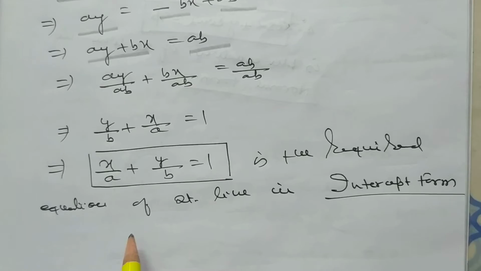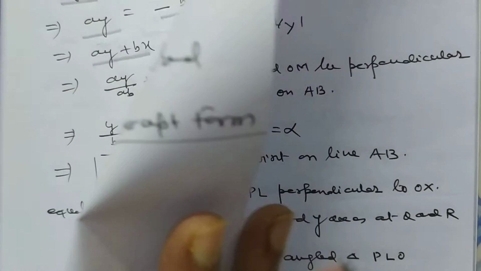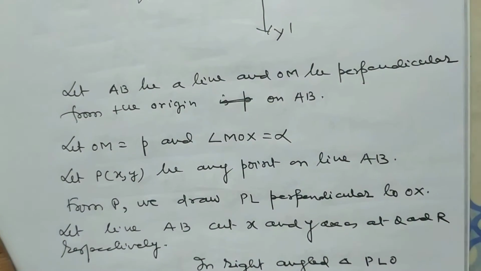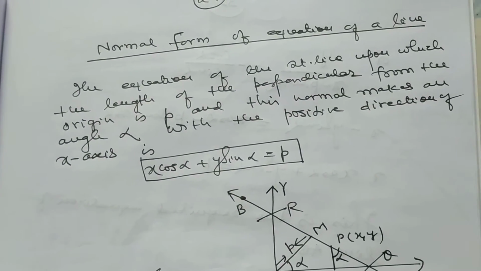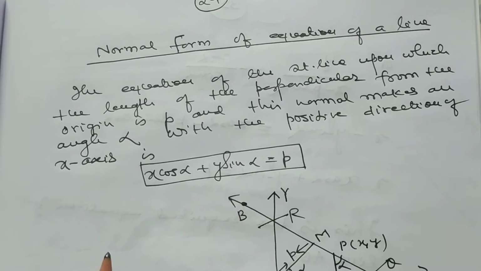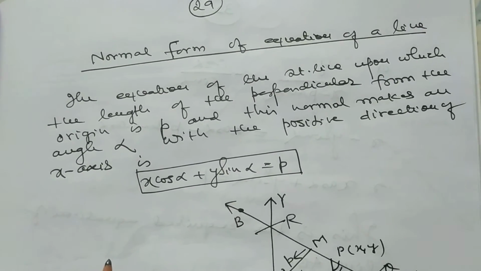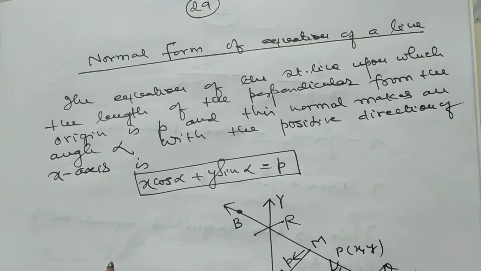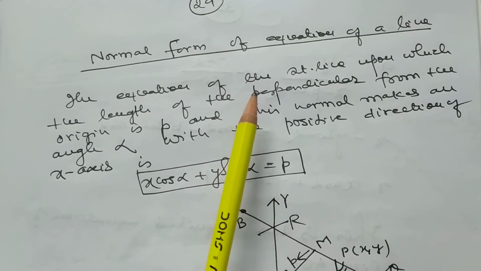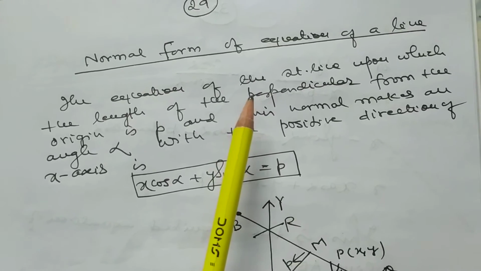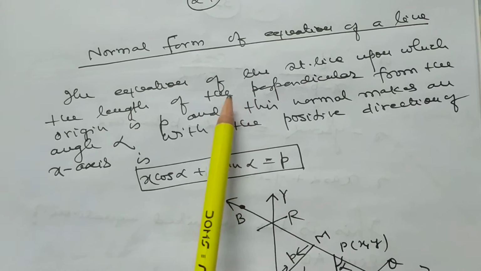Straight line in intercept form. My dear students, in this way we can determine the equation of a straight line by different ways. The most popular way is, if we want to find the equation of a straight line, we should have its slope and a point through which the line is passing.